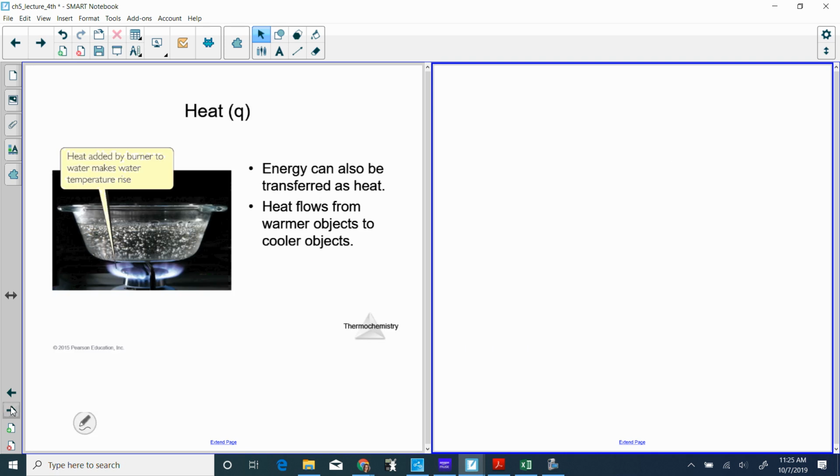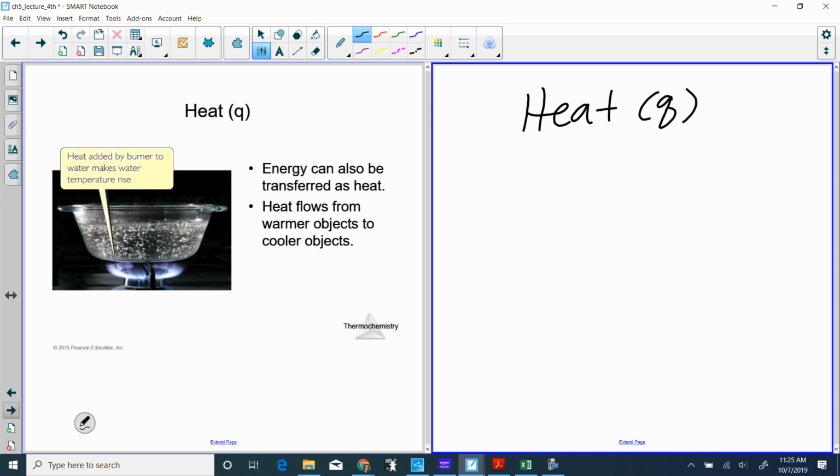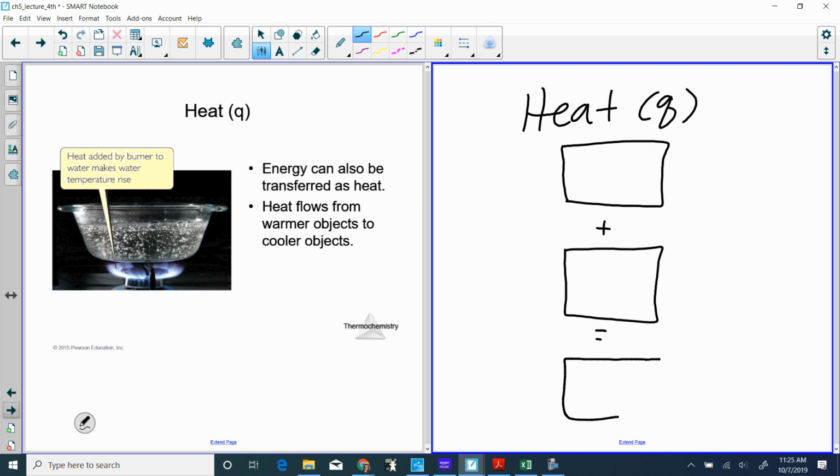Okay. In chemistry, heat is Q, a lowercase q. We're going to draw 3 boxes. Box 1 plus box 2 equals box 3. To me, red means hot. Does red mean hot to you? Mostly. I'm going to start with red.